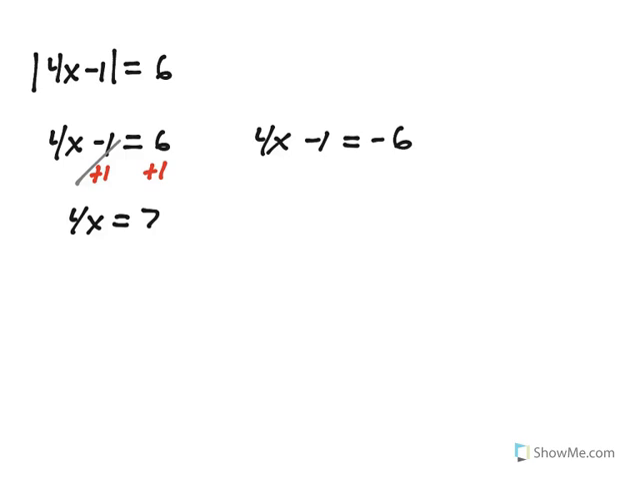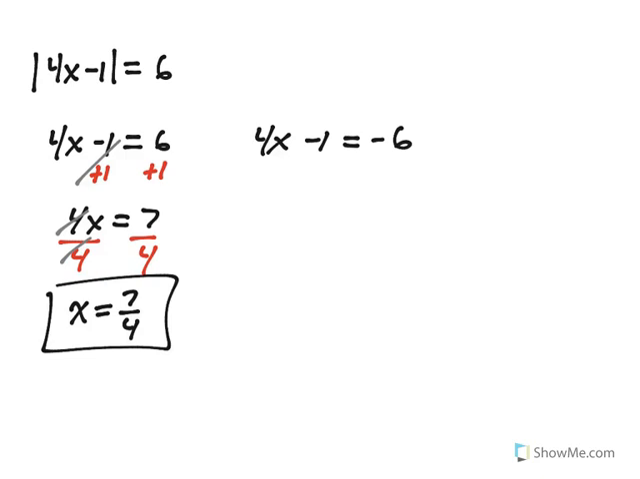Now remember, this reads 4 times x, so the opposite of multiplication is division, and we divide by the coefficient of 4 because we want the 4's to cancel, and then you're just left with x equals 7 over 4. That's one of the solutions. And then we just repeat the process for the other equation. Again, we're going to add 1 to both sides. So you're left with 4x equals minus 6 plus 1, which is minus 5. Remember, the 1's cancel, so you're left with 4x equals minus 5.